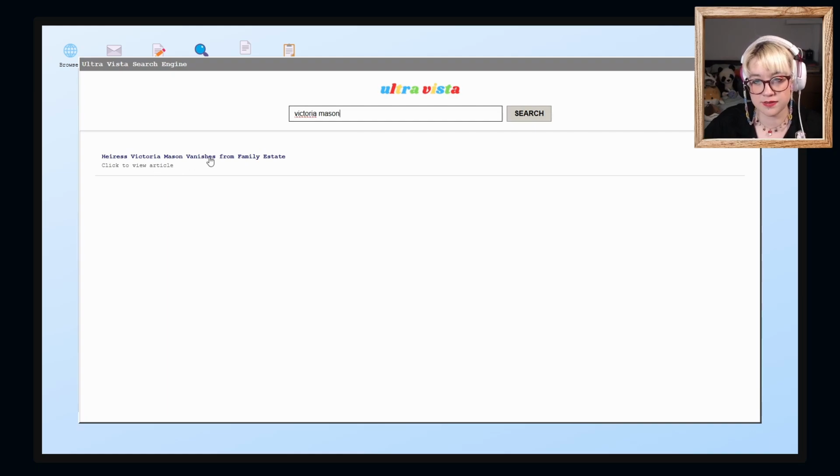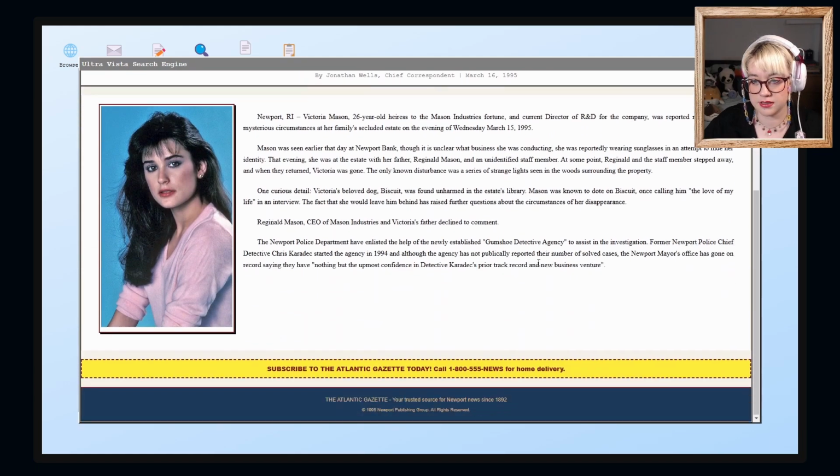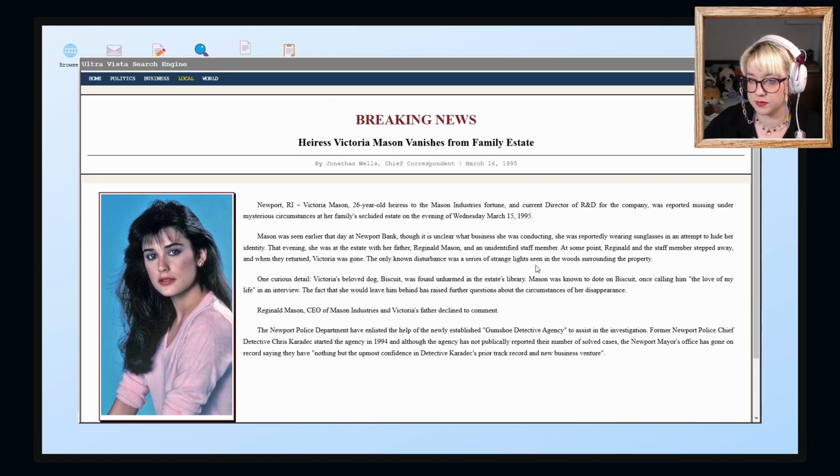Heiress Victoria Mason vanishes from family estate. Newport RI, Victoria Mason, 26-year-old heiress of the Mason Industry fortune and current director of R&D for the company, was reported missing under mysterious circumstances around the school.